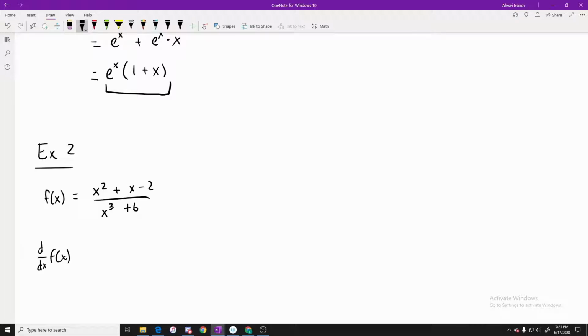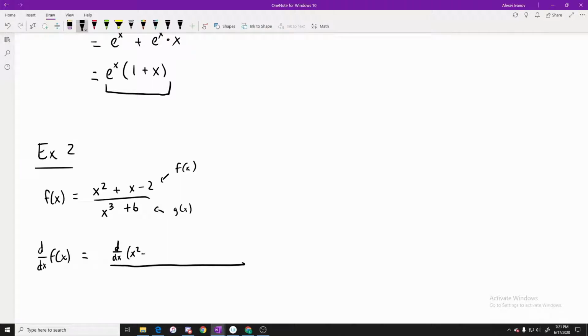Again, we can see that this is a division now of two functions, and so we are going to be using the quotient rule. And so here it goes. So this is f of x, and then this will be g of x in a sense. So we're going to apply the quotient rule right now. So first what we do is we take the derivative of f of x.